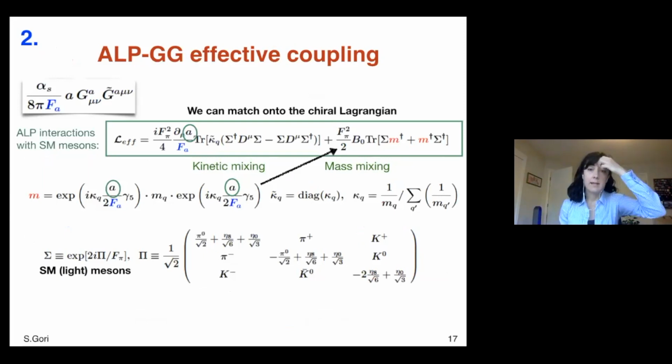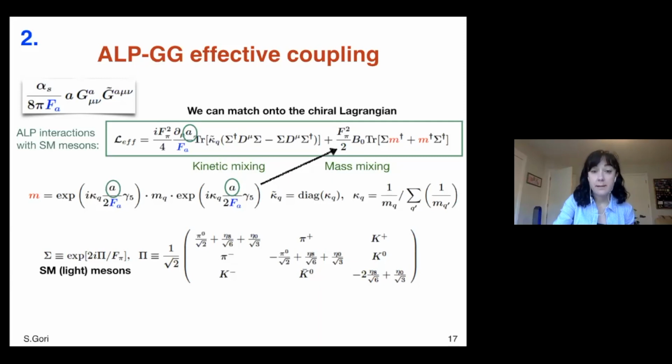What we can see is that we'll generate 2 operators. The first operator will mediate a kinetic mixing of the ALP with the mesons of the standard model. This sigma, as we see here from this slide, contains all the light mesons of the standard model, so not only the pi 0, but also etas and also Kaons, of course. And then we have the second operator that will mediate a mass mixing between the ALP and the mesons of the standard model, because you see here, this mass matrix M in red does contain the ALP. Okay.